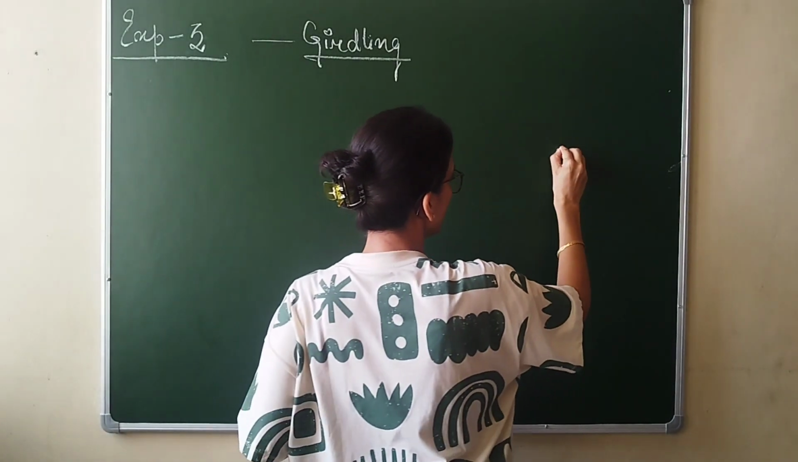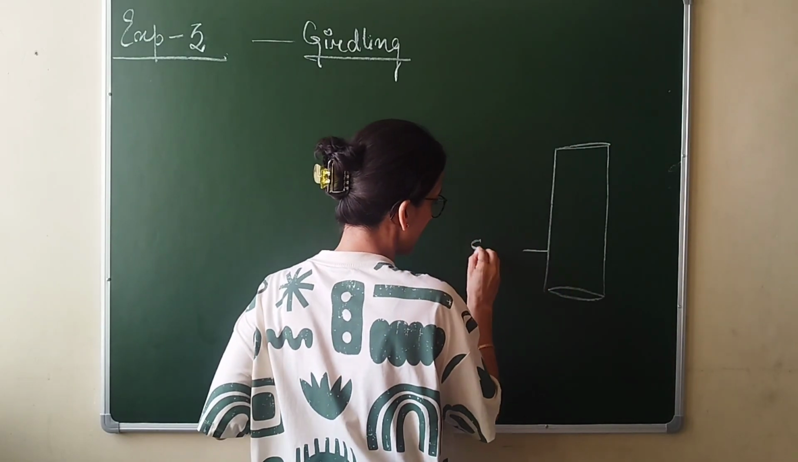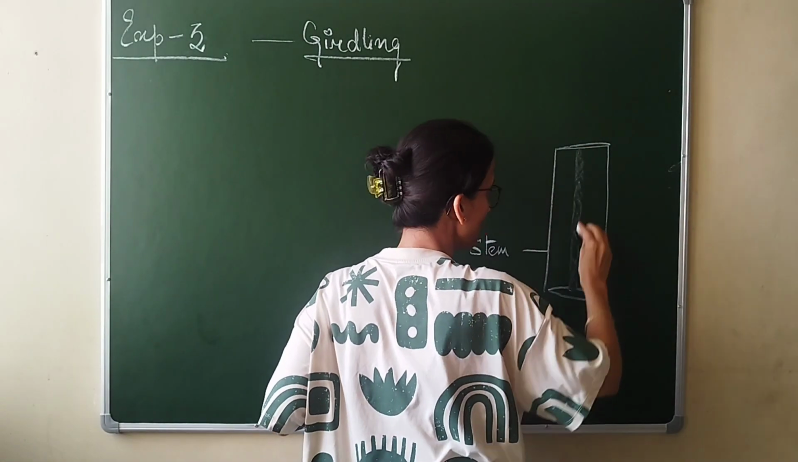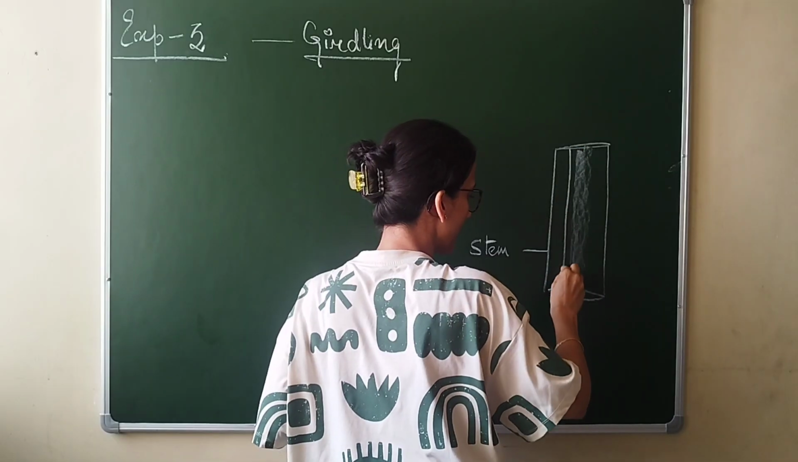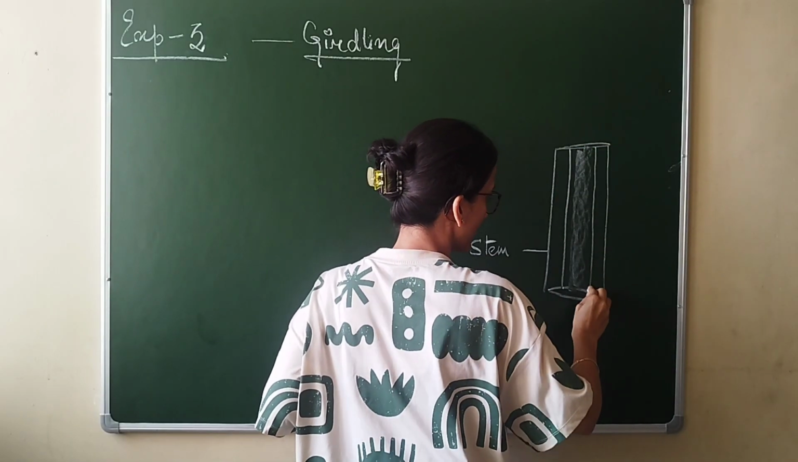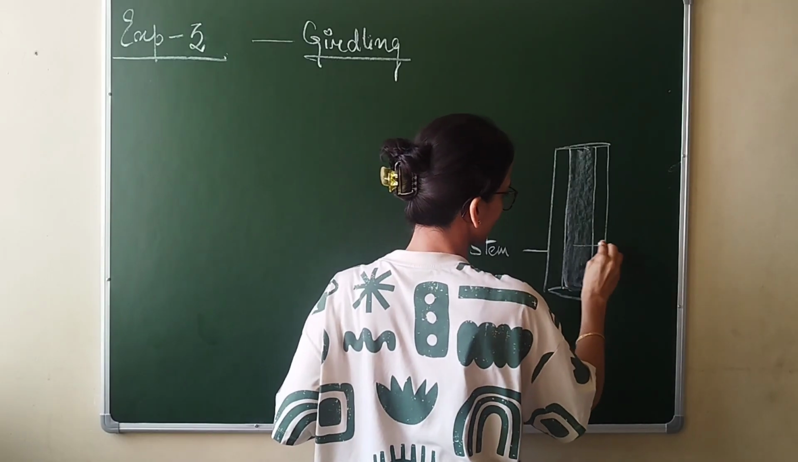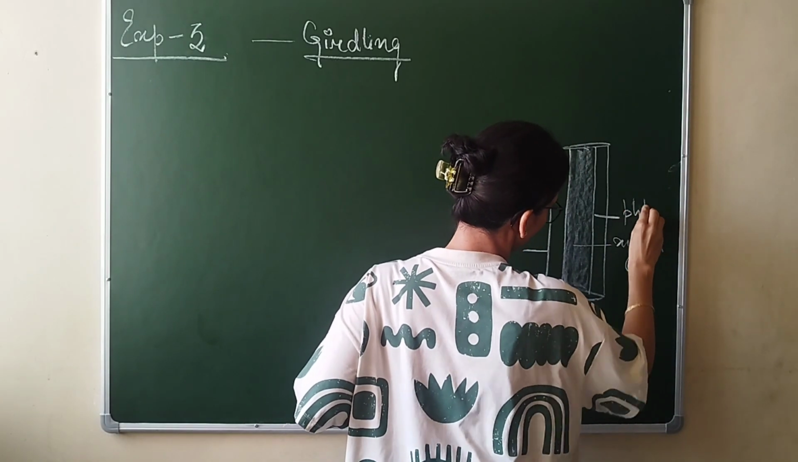But to understand this, you must have this idea that if this is a part of the stem, I'm talking about stem, then in a stem it is always the xylem which is right in the middle and it is surrounded by phloem. So this part is xylem and the outer part is phloem.